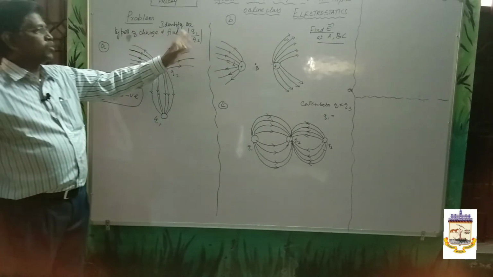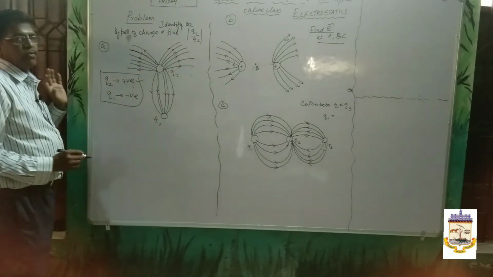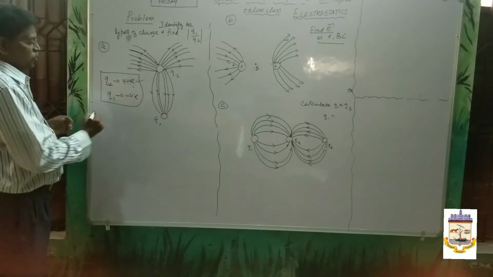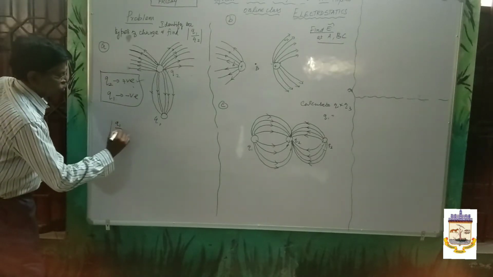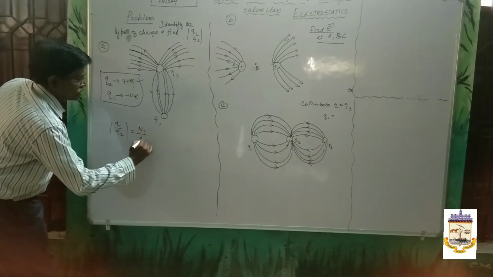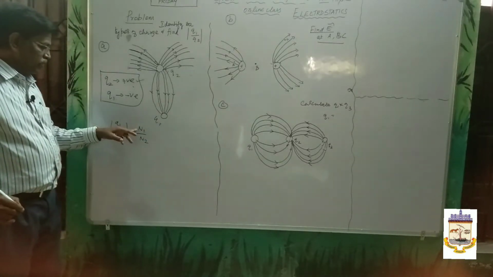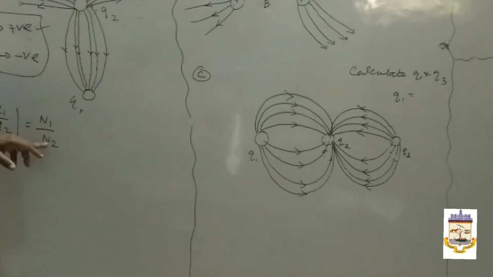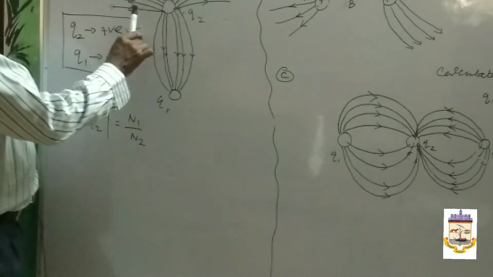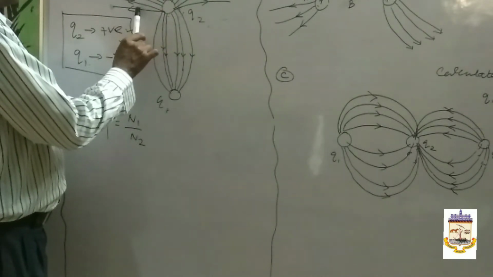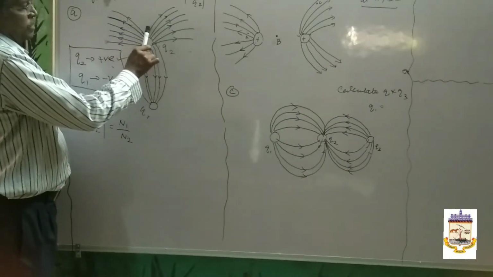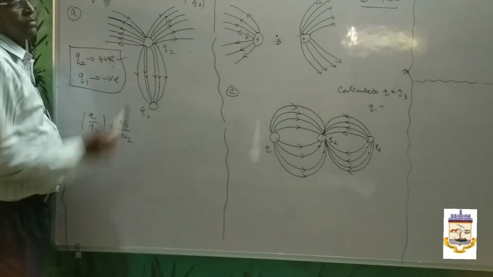What next? We have to find the ratio. For that, what should we do? You have to count the number of lines. So the ratio of Q1 and Q2 is nothing but the number of lines N1 in Q1 over the number of lines N2 in Q2. This is the formula. Just count the lines. Here, for Q2, the number of lines is 1, 2, 3, 4, 5, 6, 7, 8, 9, 10, 11, 12.